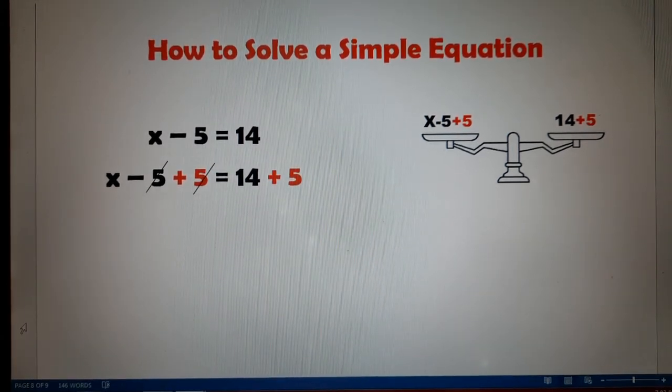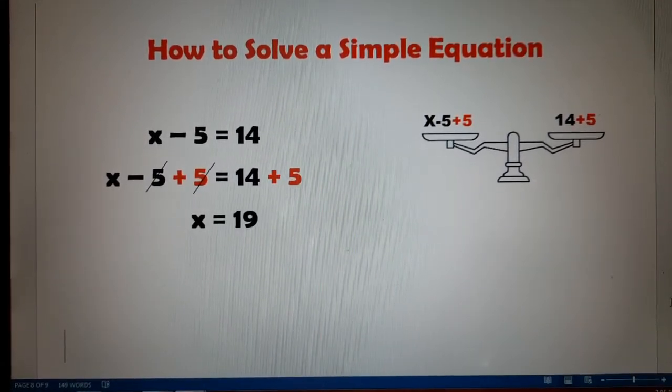Finally, you can cancel plus 5 and minus 5. Then you got the value of x equals 19. It means children, you solve this simple equation and you got the value of variable x. Like this, you can solve simple equations very easily.